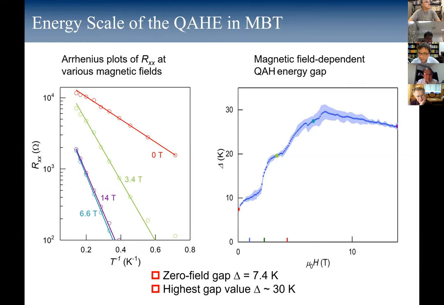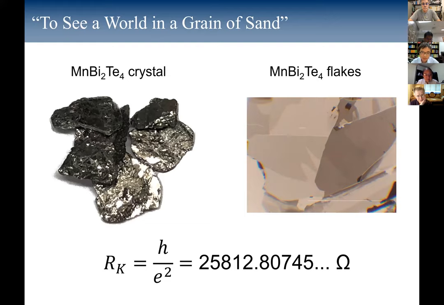Okay, now let's pause for a second and see what we see. Basically, you take a piece of MBT crystal, which is basically a piece of rock, and you get a very thin flake from this crystal, and do nothing to it, and you measure the Rxy, and you find that the Rxy is exactly quantized. And this quantization is precise up to one part in a billion, the same accuracy we can get in the quantum Hall effect, okay?